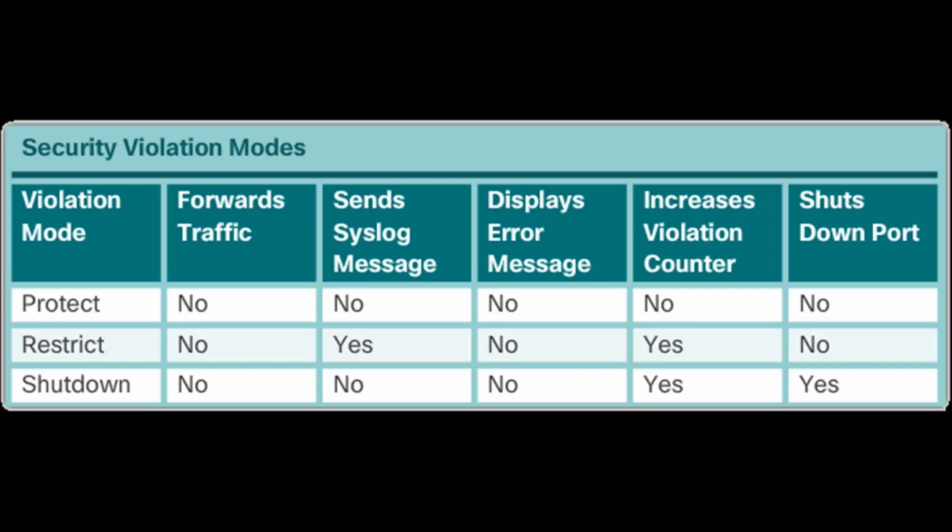The last violation type is restrict. When a violation occurs in this mode, the switch port will permit the traffic from the known MAC address to continue sending traffic while dropping the traffic from unknown MAC addresses. However, unlike the protect violation type, a message notification is sent when the violation occurs.